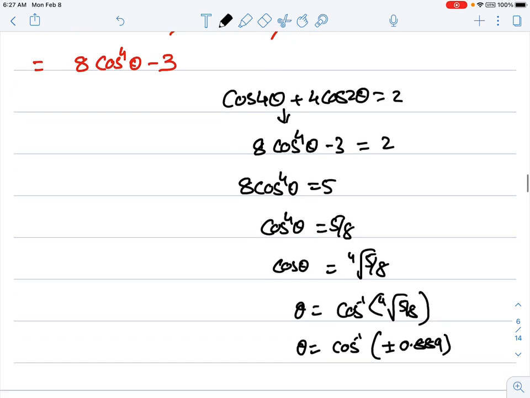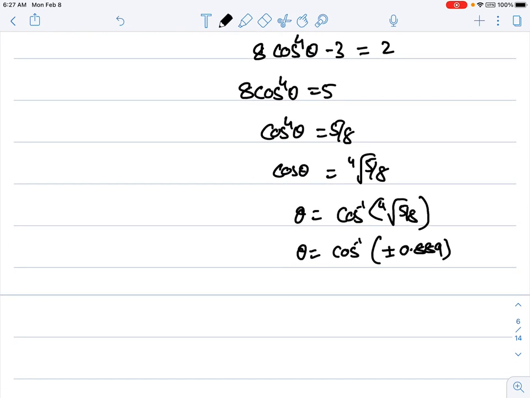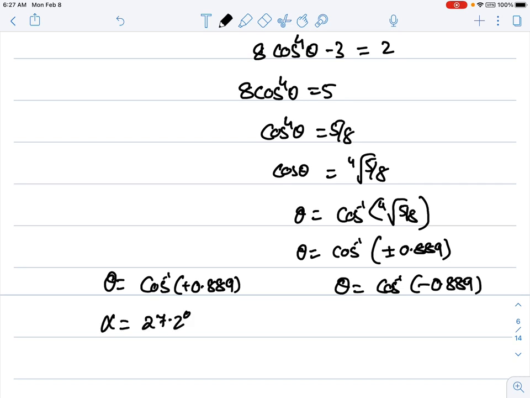0.889, three significant figures. So when I do shift cos inverse of the plus 0.889, I get 27.2. So I get two answers, right? I take positive answer 0.889 once, and I take the negative answer once. So this gives me alpha is equal to 27.2 degrees. And if I do cos inverse of minus 0.889, it gives me 152.75 or 8.